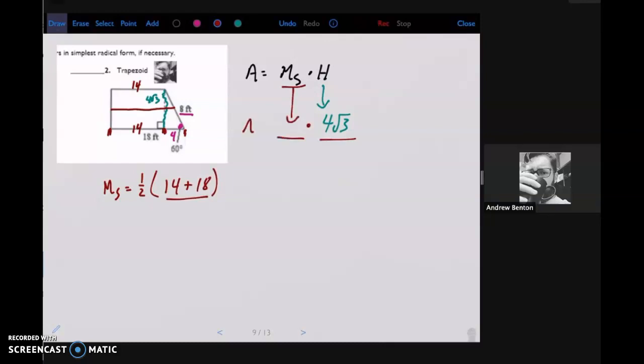Okay, and you can say area equals those two segments together, multiplied together. Choo-choo.